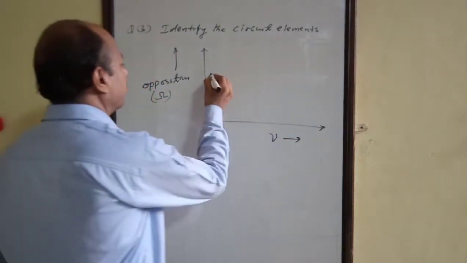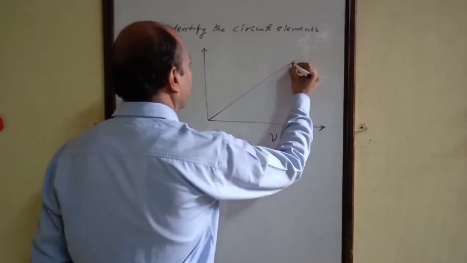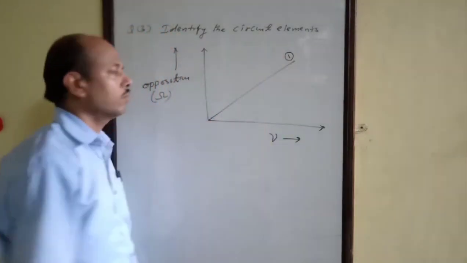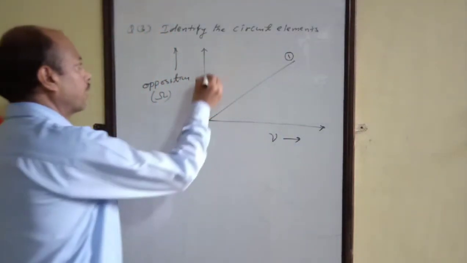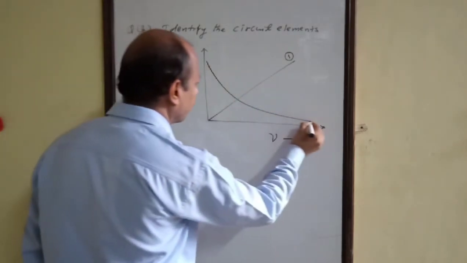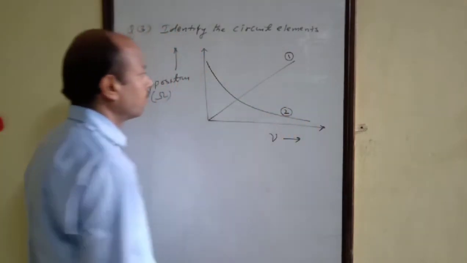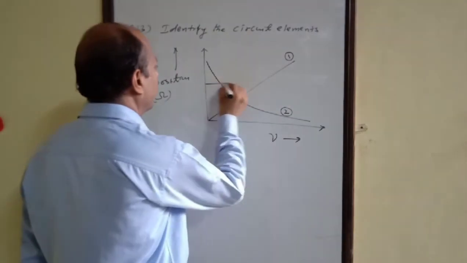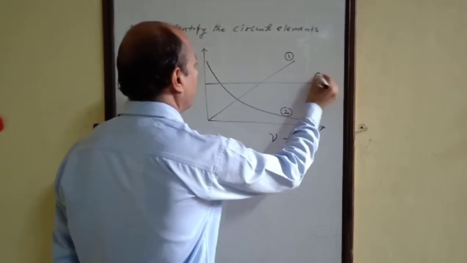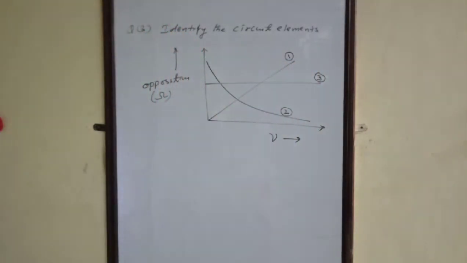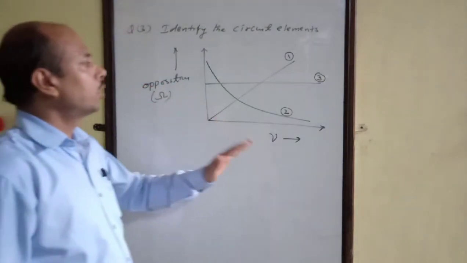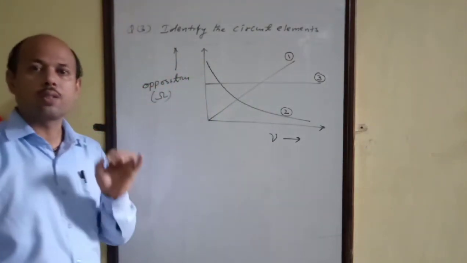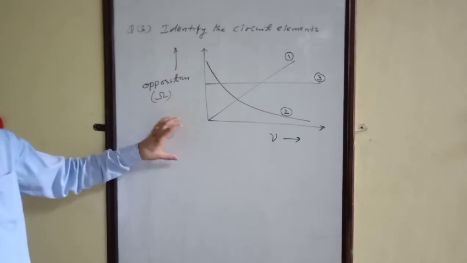The graph is like this. One graph is for this, the other graph is like this, and the third graph is like this. And we have to identify the circuit elements 1, 2, and 3. The question is very easy, a very conceptual question.